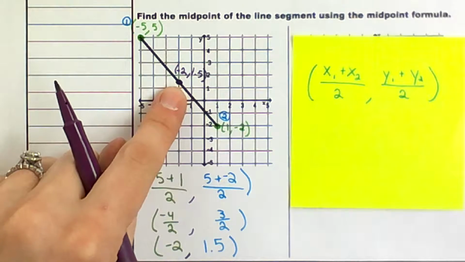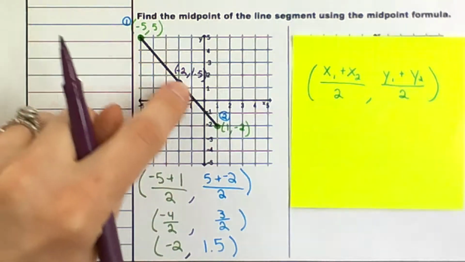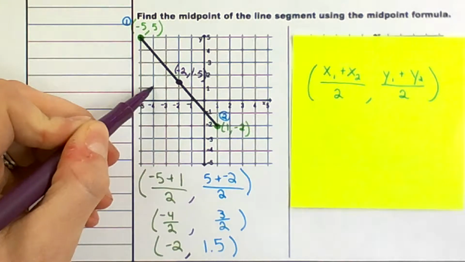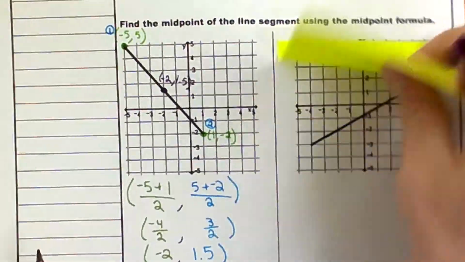The other thing that would tell you if you're wrong is if this value was not on this line somewhere. So if you had a point that was over here, it's not on the line segment, so that would be incorrect. So you want to check your math back here.